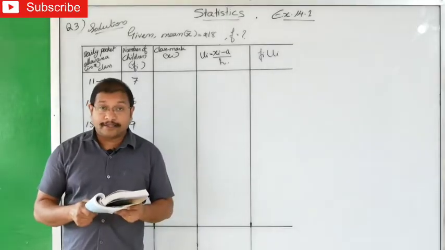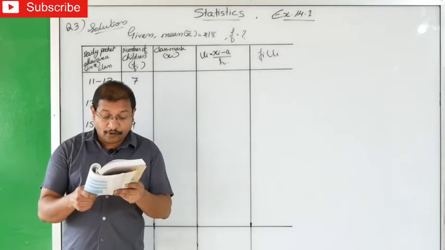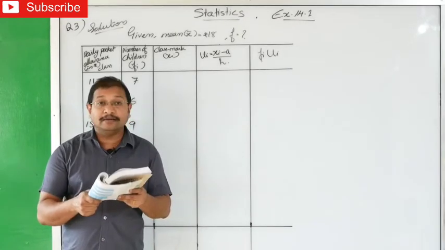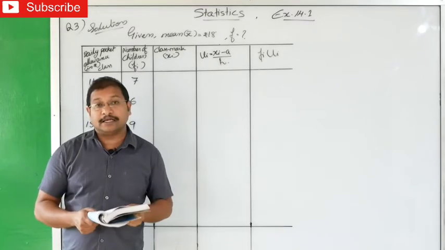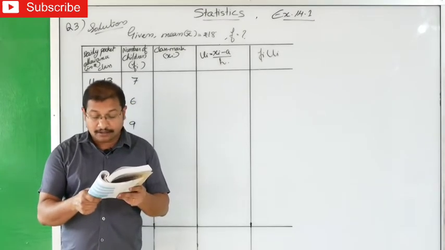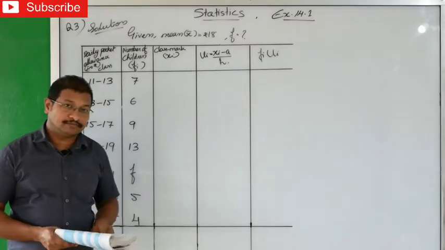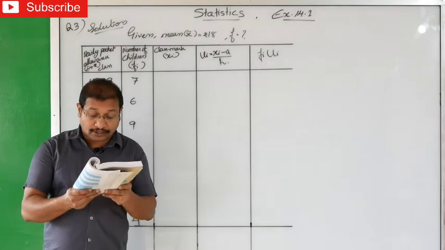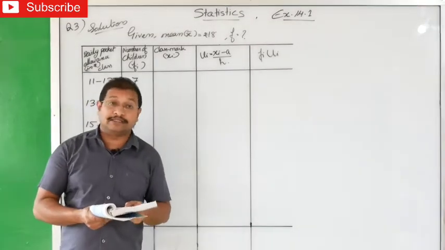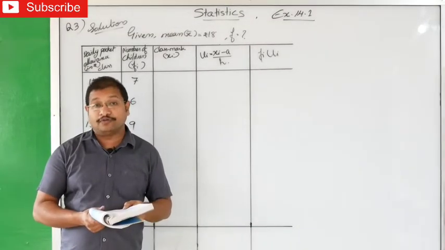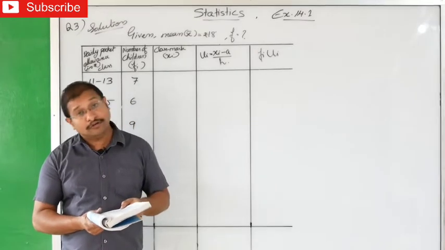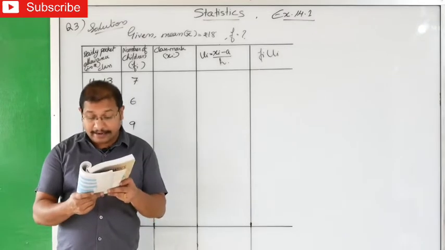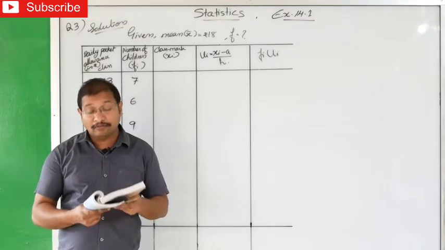Okay. I'll read the question. Question number 3. The following distribution shows the daily pocket allowance of children of a locality. The mean pocket allowance is rupees 18. Find the missing frequency F. Daily pocket allowance is given 11 to 13, 13 to 15, 15 to 17, 17 to 19, 19 to 21, 21 to 23, 23 to 25. And the number of children is given 7, 6, 9, 13, F, 5, 4.